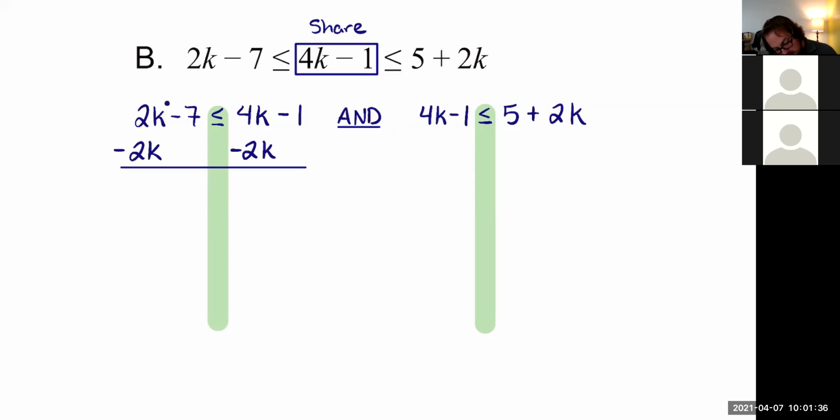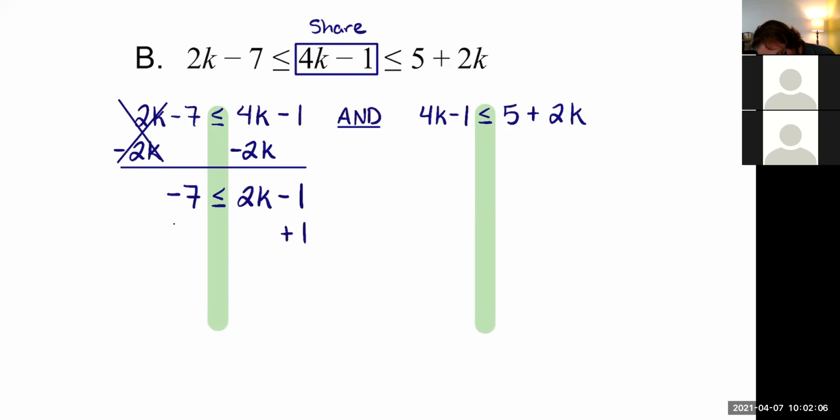So on the left, 2k take away 2k is 0, leaving me with just a -7 here on the left-hand side. Less than or equal to 4k take away 2k, which is 2k. And the -1, because we didn't mess with it, slides on down as well. Now all that's left is to get that variable by itself. What would you like to move next? The -1, how are you going to move it?